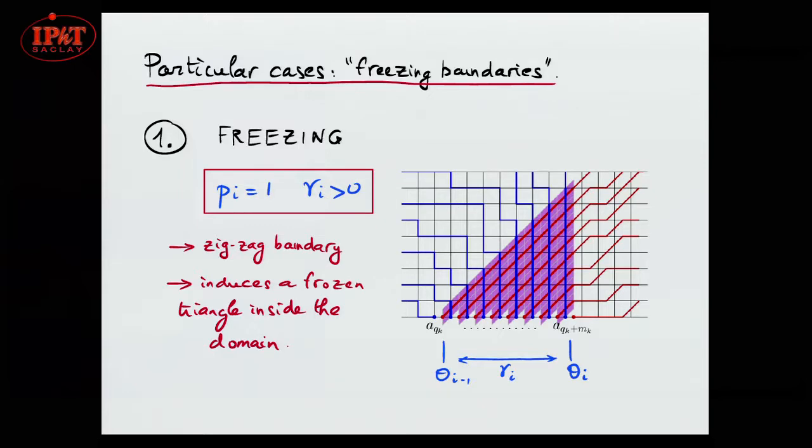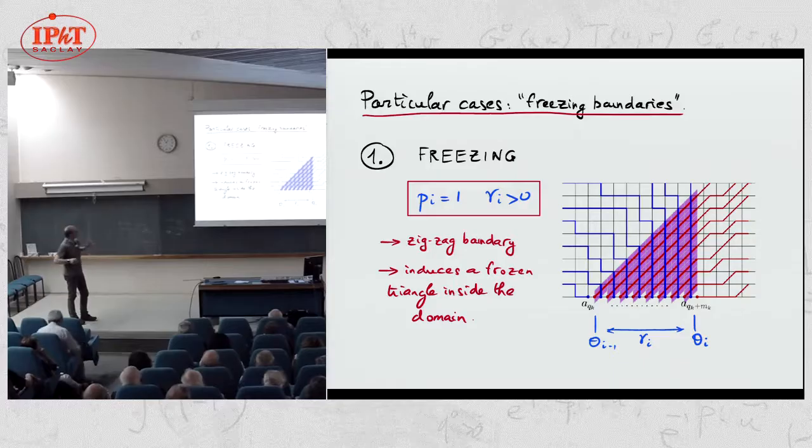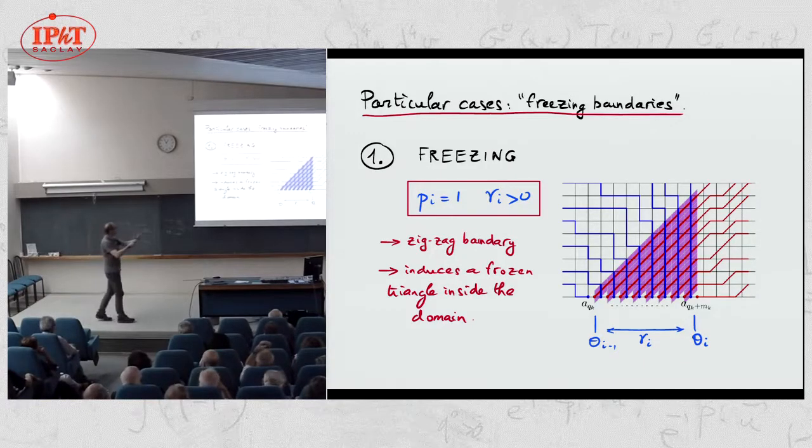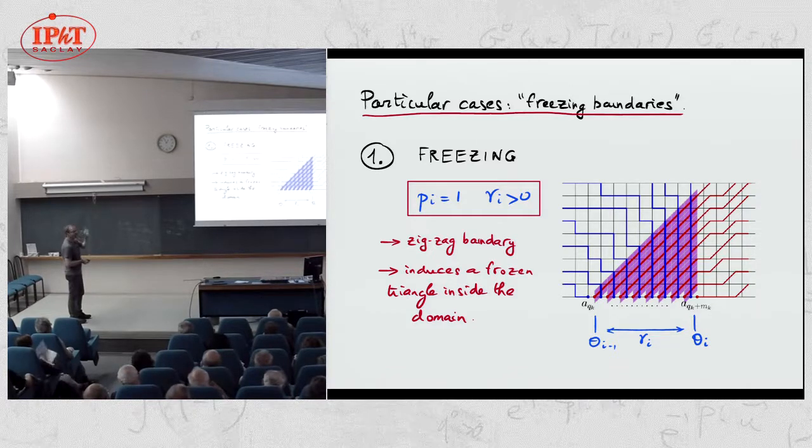So a freezing boundary is a boundary which is going to induce a macroscopic domain inside my system that is frozen. So here is one example. It's when p equals 1. So p equals 1 means that I have an indentation at every point. P was the distance between two consecutive indentations. Okay, so, well, here it speaks for itself. You can see that the paths corresponding to such a configuration are frozen in this big triangle.